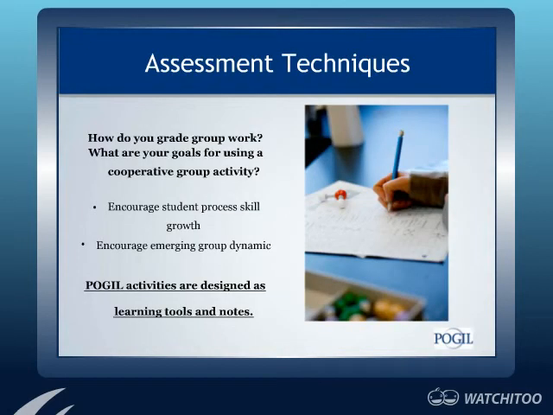Okay, well, thank you for sharing. Now let's go take a look at our assessment techniques. Some of you have already talked about how you assess, but how do you grade group work?